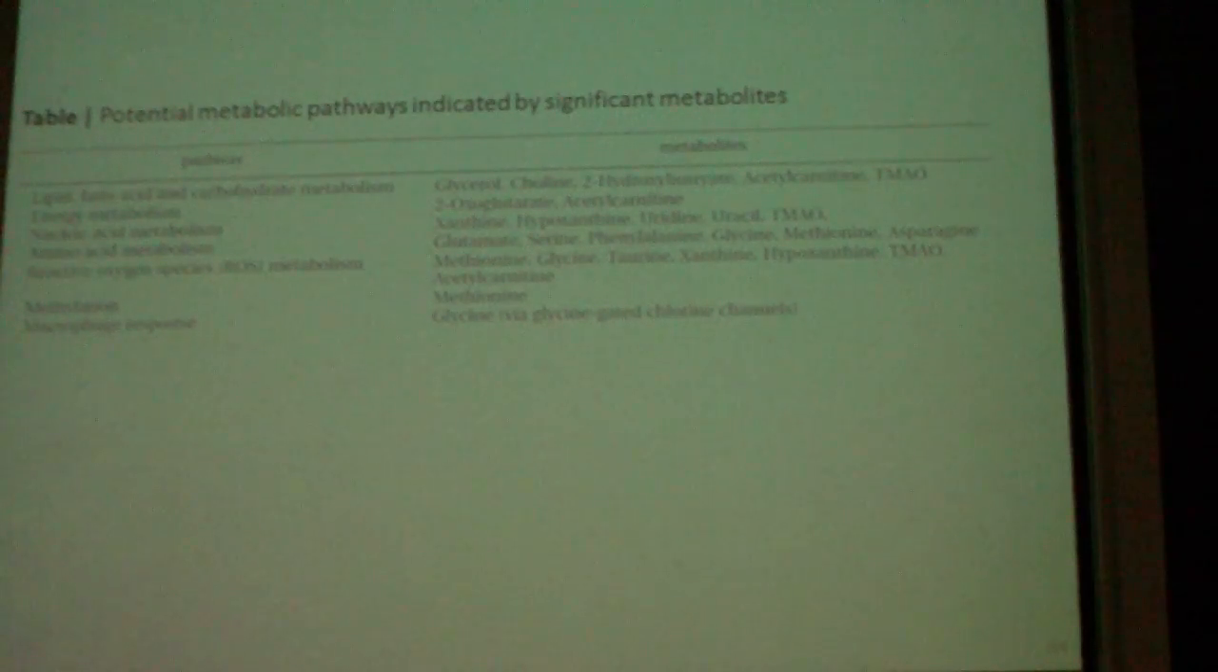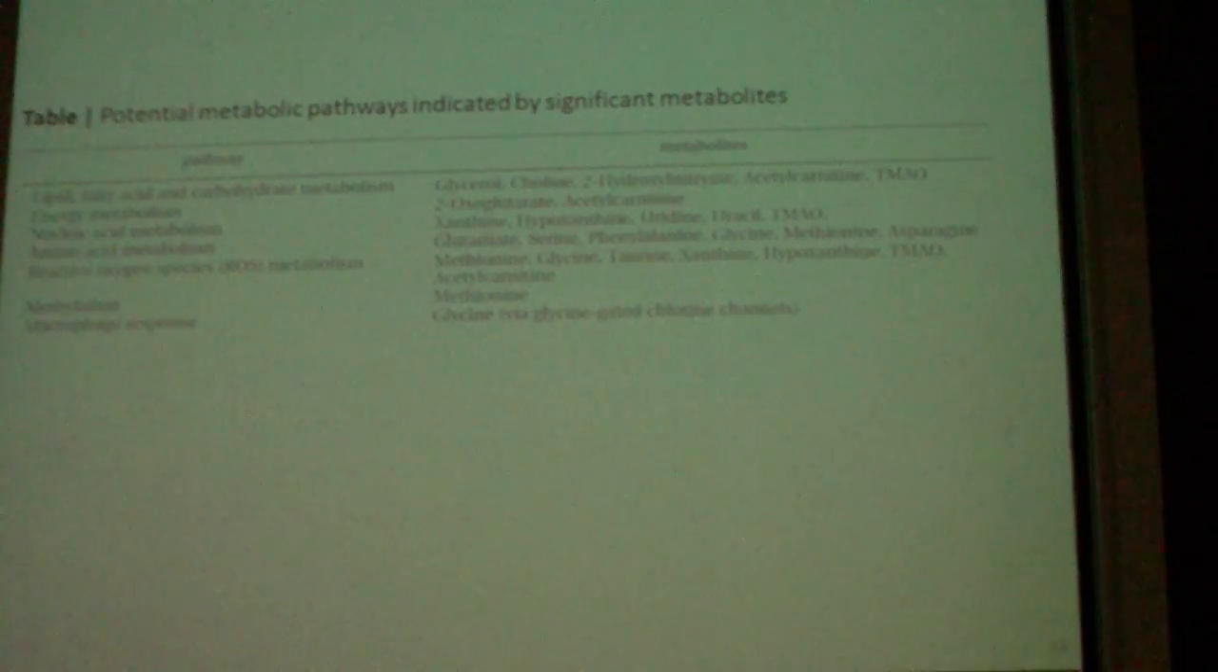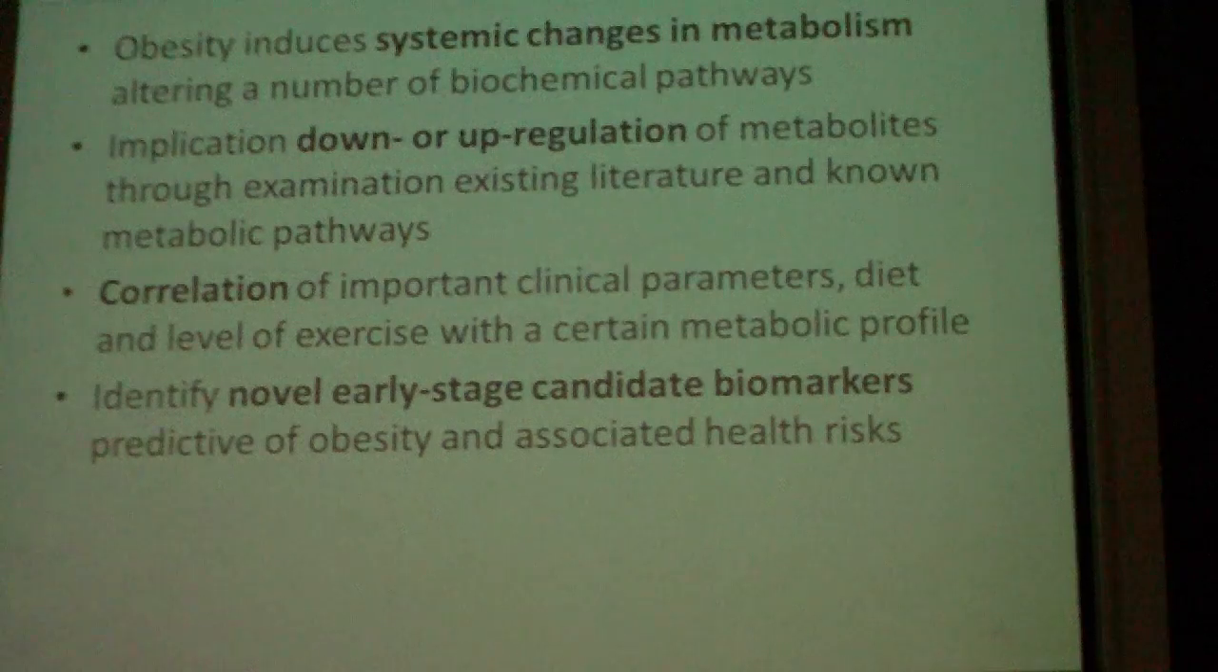I wanted to let you see the output, so we see differences in metabolites, for example, glycerol, choline, and so on, and they are related with specific metabolic pathways. So, for example, if glycerol is upregulated in obese children, we see that there would be a dysregulation in lipids, fatty acids, and carbohydrate metabolism, and we can see what the problem is and how obesity may be caused, or what the effect is of obesity.